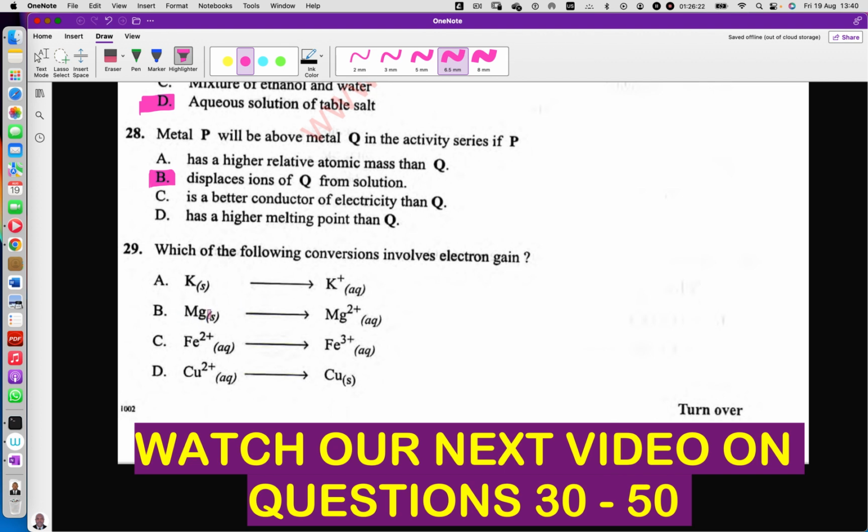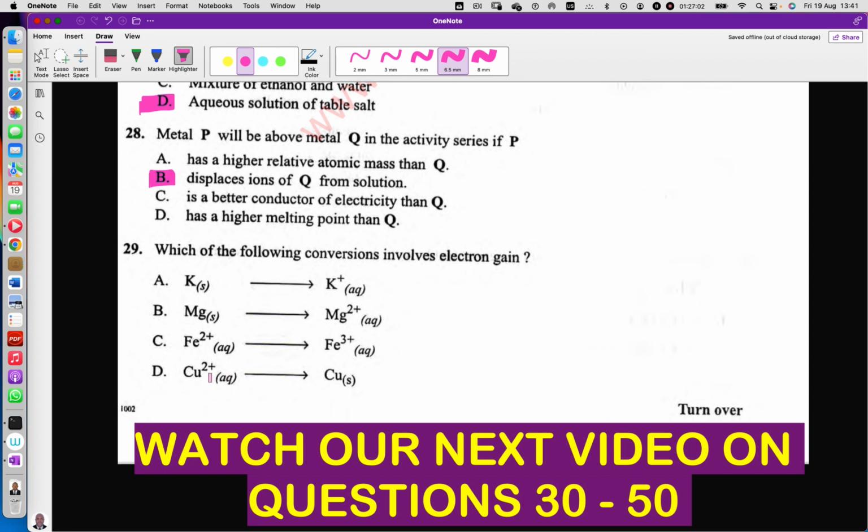Magnesium is a metal too. What will happen with this? In solution, the magnesium metal is going to lose 2 electrons to obtain a full octet of electrons. So it does not involve electron gain. Iron 2 to iron 3, in solution, it has lost 1 electron to become iron 3. So it does not involve electron gain. Copper 2, copper 2 in solution is an ion.